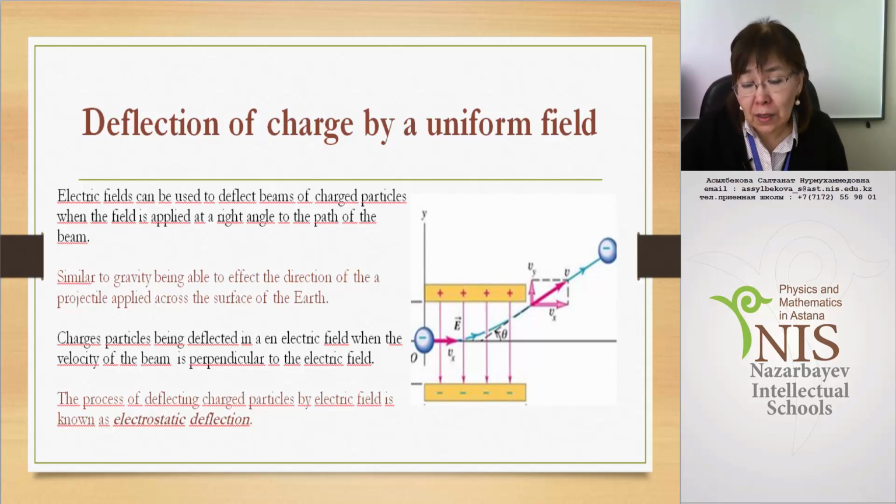Its effect is similar to the action of gravity, which makes all objects in its field change their direction toward the center of the Earth. So, an electric field can be used to deflect a beam of charged particles, under the very important condition that the field is applied at a right angle to the path of the beam.